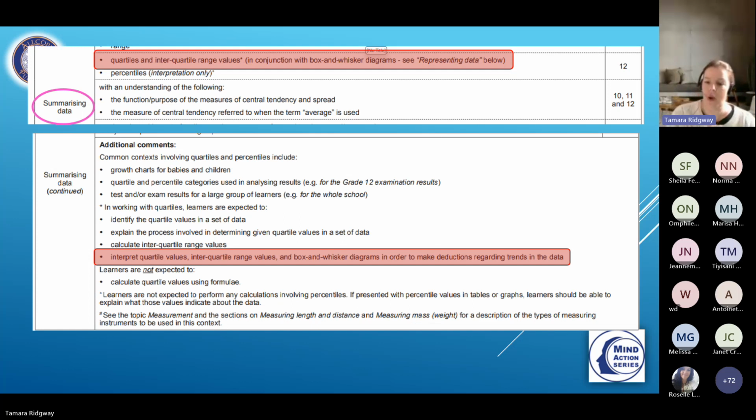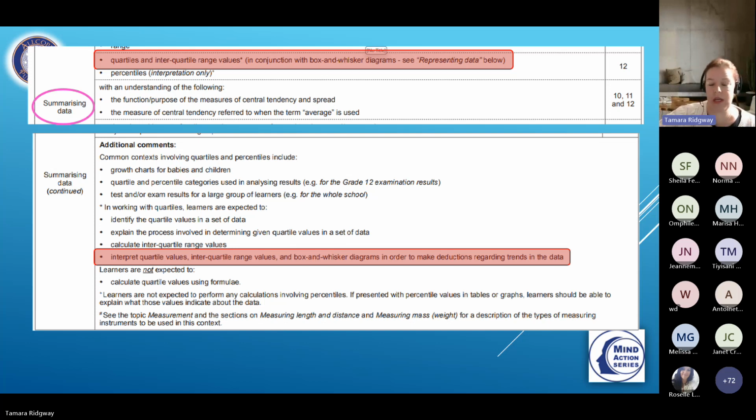Let's go back to the CAPS. Where does it fit in? Well, it fits in under summarizing data. No big surprises there. It's when we summarize data, quartiles and interquartile range values in conjunction with box and whisker diagrams. We then see it continuing on the next page. It says to interpret quartile values, interquartile range values, and box and whisker diagrams in order to make deductions regarding trends in the data.